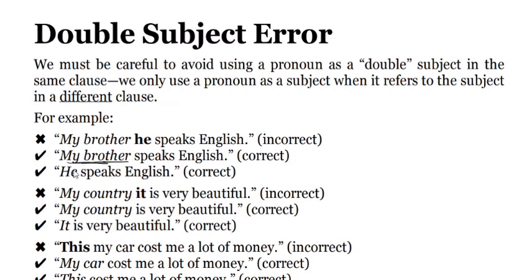"My country, it is very beautiful." It is wrong because "My country is very beautiful." No, "my country" is a subject. "My country" is enough to represent a subject. If we use "It is very beautiful," then it is also correct because "it" is a complete subject.